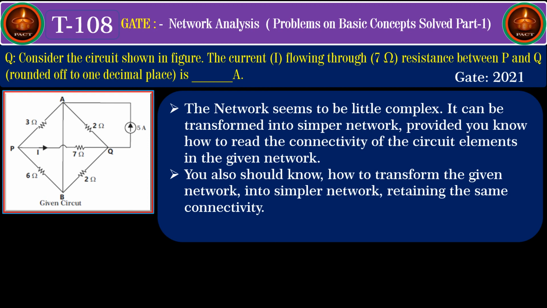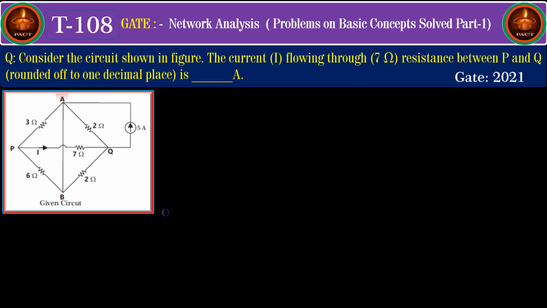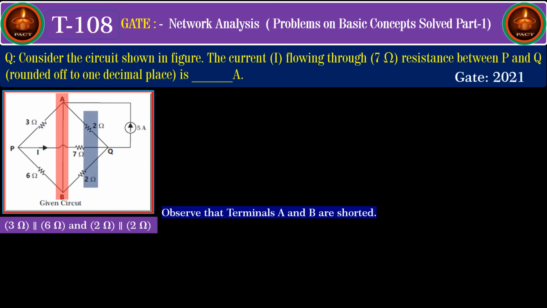This is very important. If you observe the network, you find that the nodes A and B are short circuited, and hence both the nodes will act as a single node. If you observe the connectivity of the resistances, you see that 3 ohm and 6 ohm are in parallel, and 2 ohm and 2 ohm also are in parallel. So let us draw the reduced network.